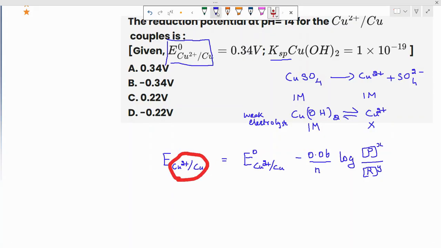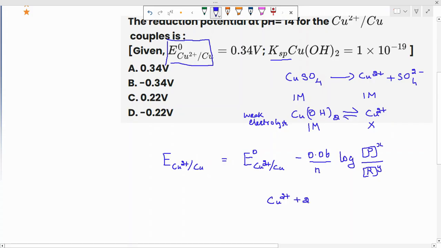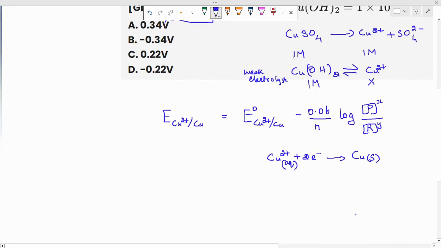So I'm going to write the product and the reactant. Cu2+ is gaining 2 electrons. This is the reactant, and this will be the product. The product is in the solid form because it is converted into metal, and the reactant will be in the aqueous form. So solid form could not be considered in the reaction quotient. So I'm going to substitute all these things in the given formula.